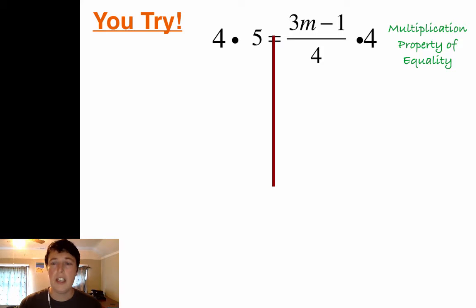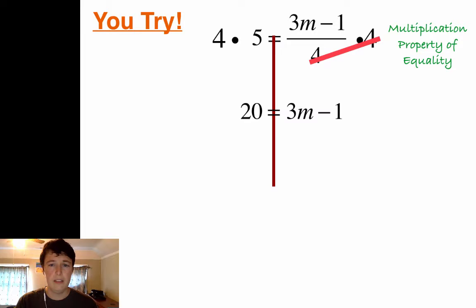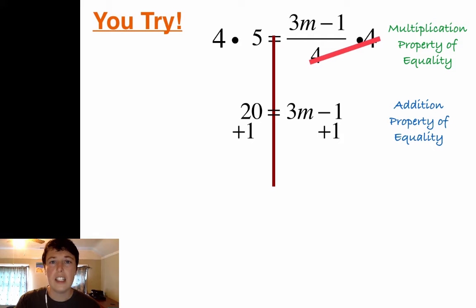That's that multiplication property of equality. The 4's are going to cross out, but we'll still have that 3m minus 1. Now on the other side, 4 times 5 is 20. Okay, we're getting closer. Let's take that minus 1 and add it to the other side. Let's do a plus 1 to both sides. So minus 1 and a plus 1, that we're adding, that's that addition property of equality. It's going to cancel out the 1's. It's going to leave us with a 3m all by itself, and 20 plus 1 is 21.